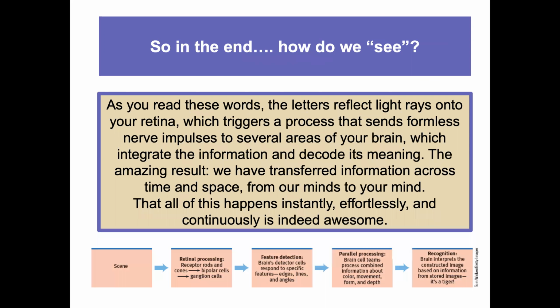So overall, in the end, how do we actually see? Well, as you read, I'm just going to read this. It's kind of complicated. As you read these words, the letters reflect light rays onto your retina, which triggers a process that sends formless nerve impulses to several areas of your brain, which integrates the information and decodes its meaning. The amazing result is we've transferred information across time and space, from one mind to another, basically, and this all happens very instantaneously, effortlessly, and continuously. And it is indeed awesome.